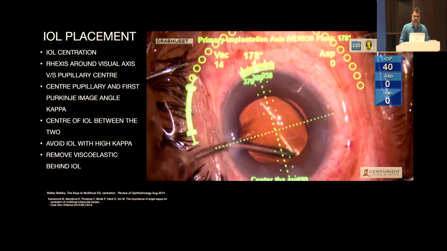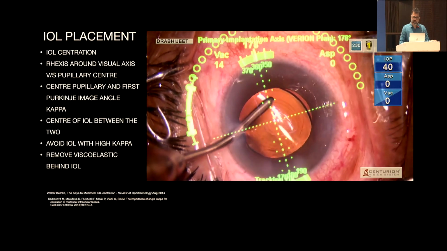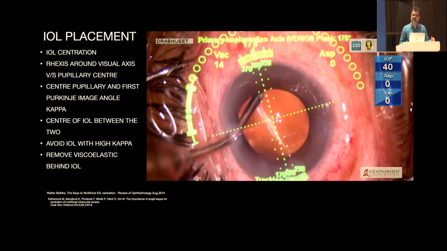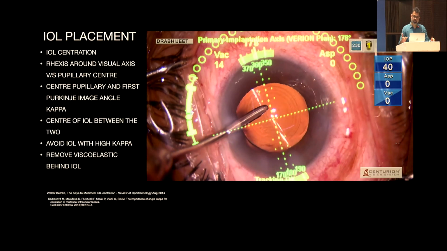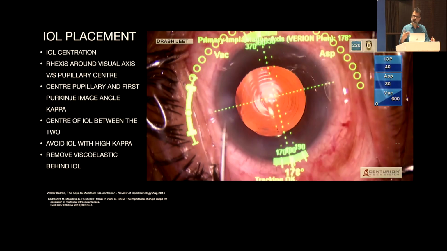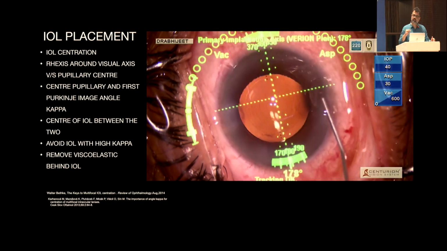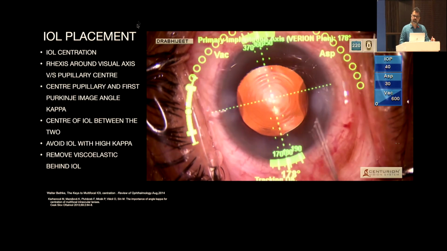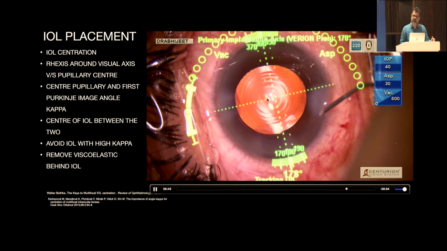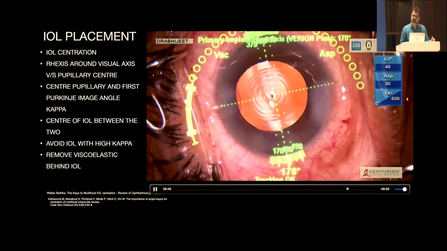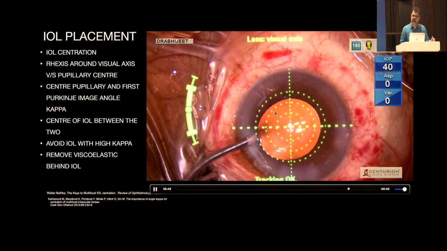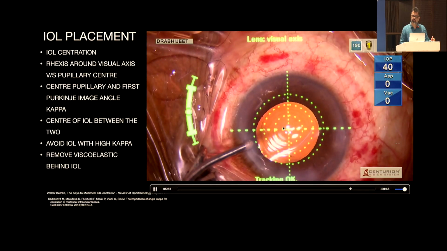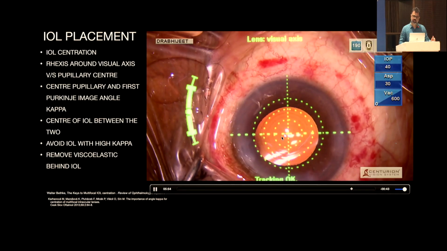So IOL placement is very important. IOL centration is important. If you do not have fancy instruments, the best thing you can do is have the first and third Purkinje images coincide with each other, and the center of the IOL to be taken out here. So if you can see beyond the rhexis, you can see these two images in sync, overlapping each other on the central optic zone.